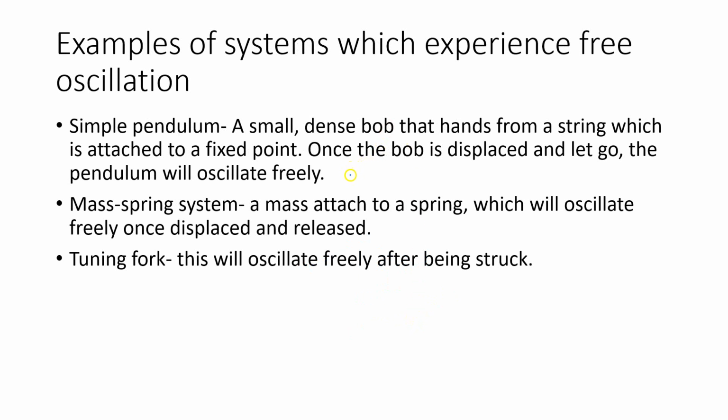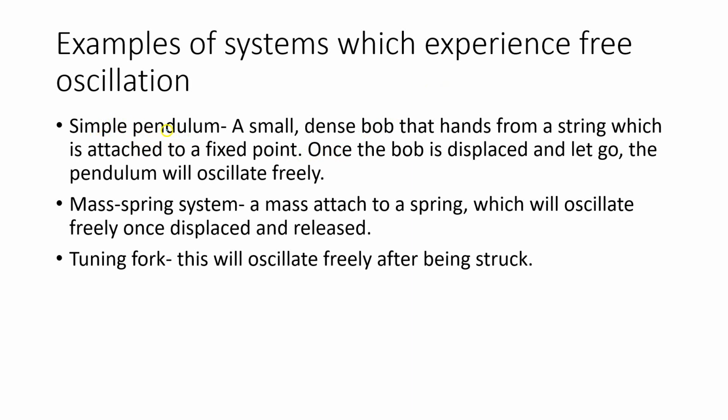Here are some examples of systems which undergo what we call free oscillation. Free oscillation speaks to when a system oscillates by itself, providing that there are no frictional forces. Because obviously if there are frictional forces, then it might not be completely free oscillation. But these are some examples of what free oscillation speaks to.